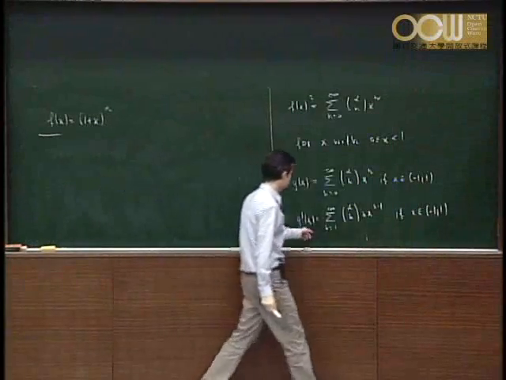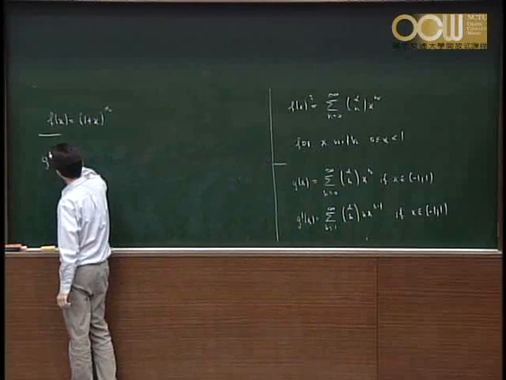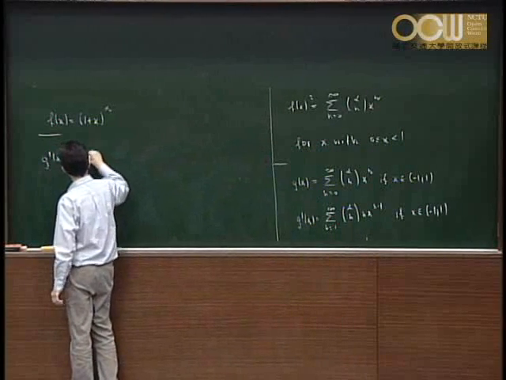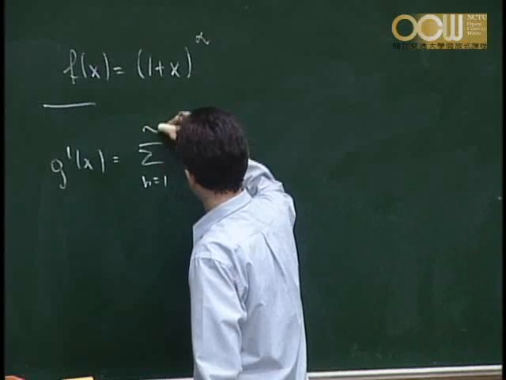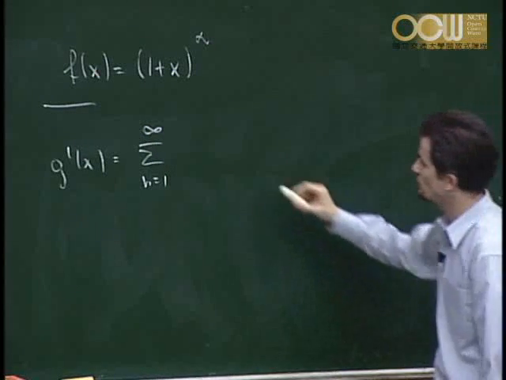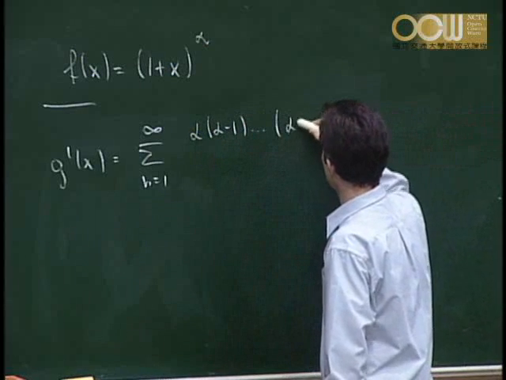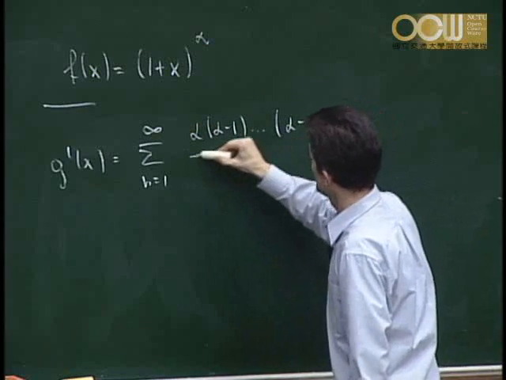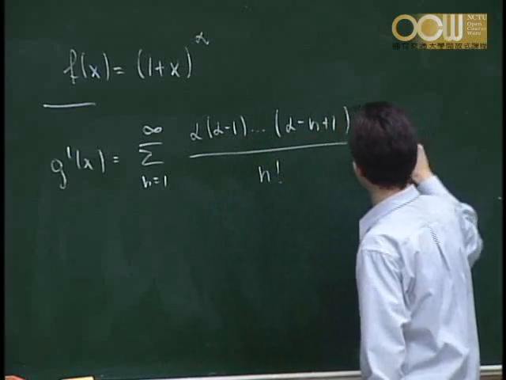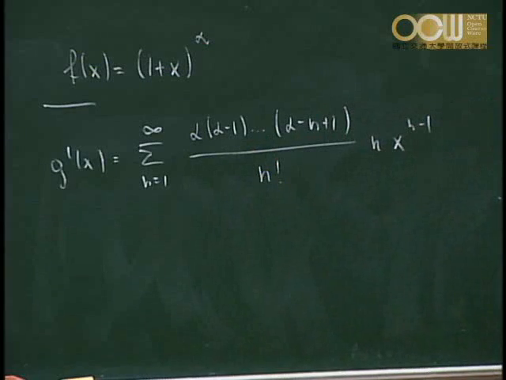You see, if you look at this here, you can simplify this. So you have the derivative of g of x is equal to... Now, if you look at the definition of the binomial coefficient, you have alpha times alpha minus 1 times alpha minus n plus 1 over n factorial times n x to the n minus 1. Okay, so you can rewrite this.